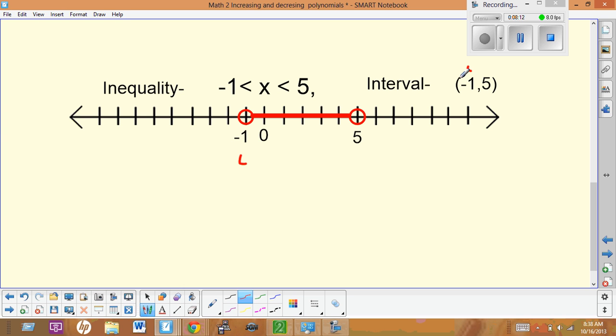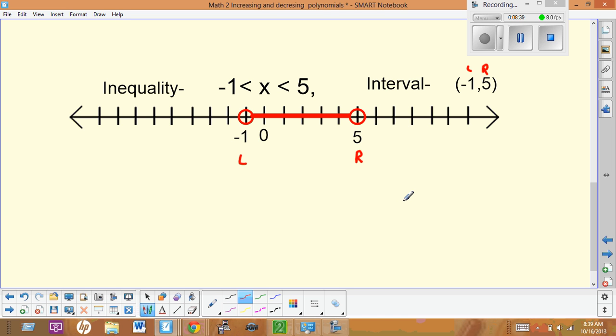-1, parenthesis, because -1 is not in the set, so no bracket this time, open dot. And our right-hand value where it ends is 5. Make sure you get the comma in there. And because 5 is not included in the set, we use a parenthesis. Okay, that is interval notation.